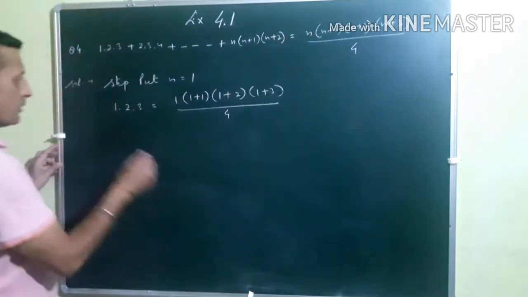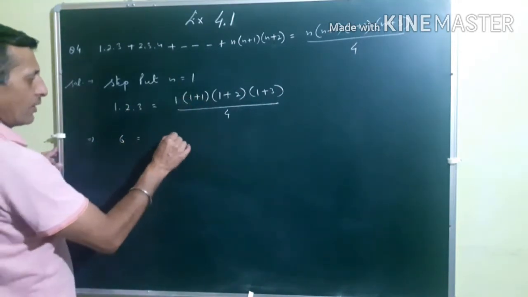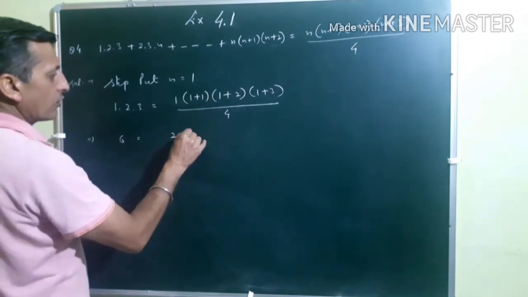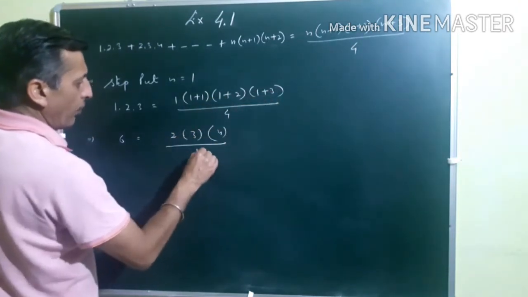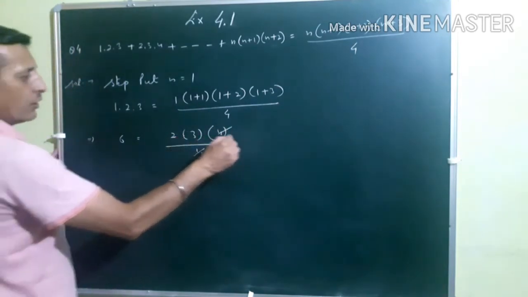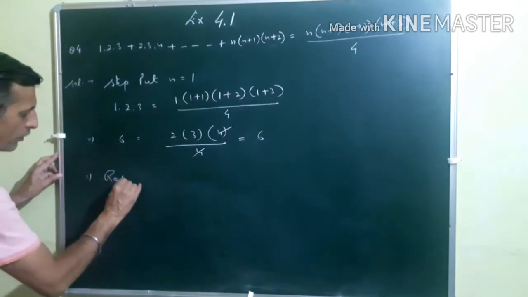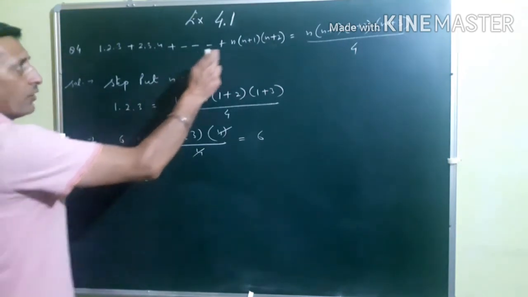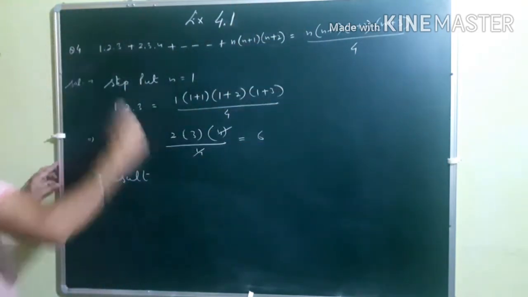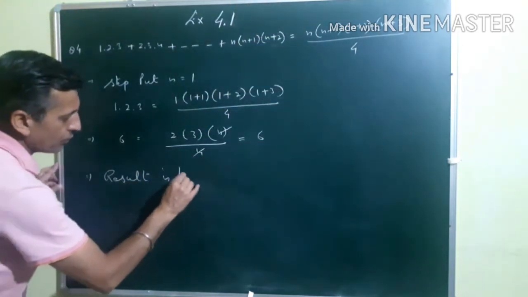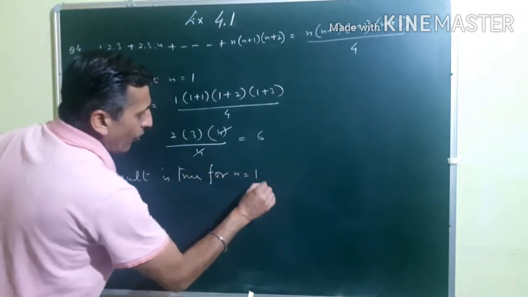That's all. In this case, 1 into 2 into 3 is 6, which is equal to 1 plus 1, that's 2, 2 plus 1, that is equal to 3, and 1 plus 3, that is equal to 4, whole upon 4. 4 and 4 are gone. 3 times 2 is 6. So 6 is equal to 6. That means your result is true. That means the left hand sum of these terms is equal to this one. That shows when n is equal to 1, the result is true for n is equal to 1.